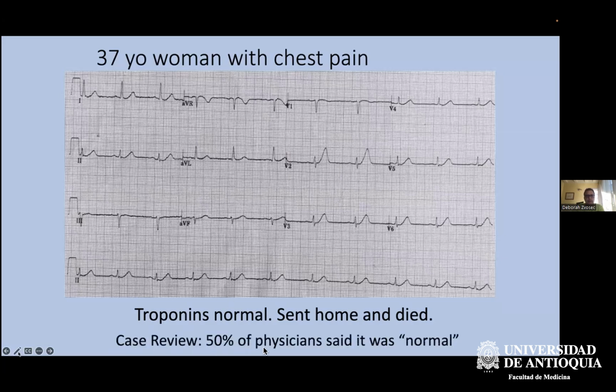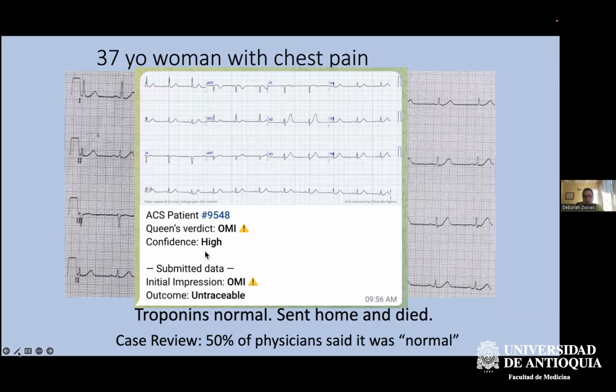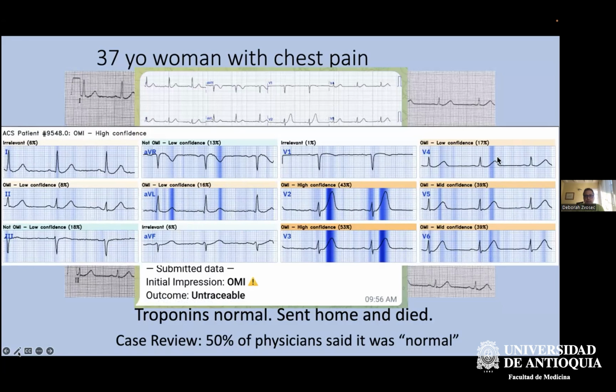In a case review, 50% of physicians said it was normal. Now, when I see these things, I don't know if they're obvious to everyone or they're just obvious to me. I'm so used to seeing these things and recognizing them that I can't tell how hard they are. They must be very hard for humans to see because 50% of physicians said it was normal. But if you send it to the Queen of Hearts, she knows it's OMI with high confidence. And that's why. Massive hyperacute T waves all around.